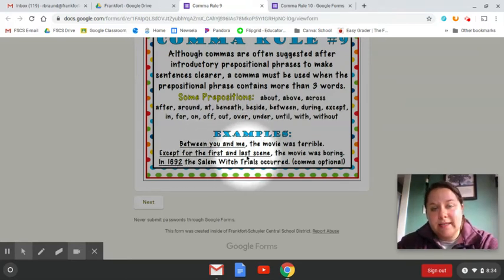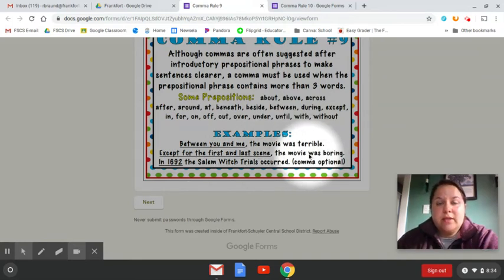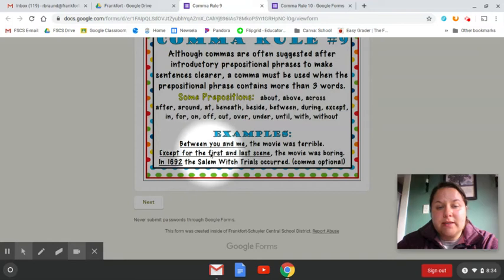Except for the first and last scene, the movie was boring. Again, the movie was boring is a complete sentence on its own. So this phrase is just introducing it, is just clarifying. Notice that this phrase has more than 4 words. So again, that comma is required.